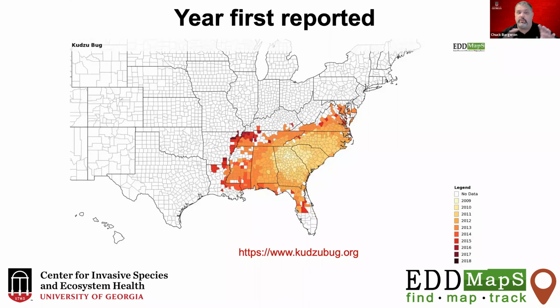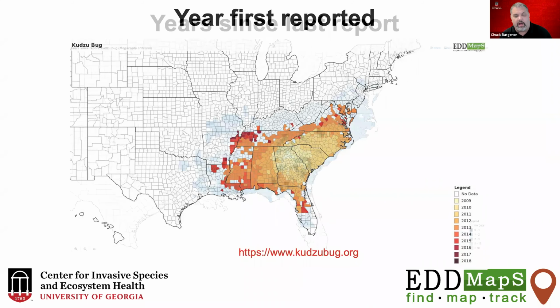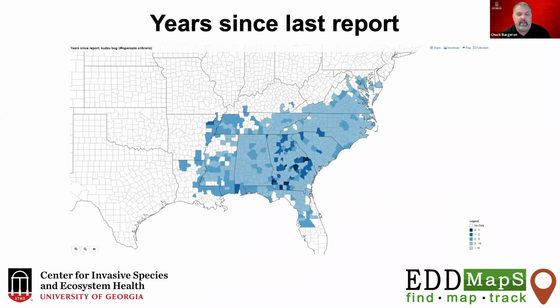And this almost was the perfect model of spread. You can see it started around Athens and was found in a lot of places around Athens, Georgia, and then just very quickly the population spread out. But then as we look at this, in a lot of cases there's been years since the last report of this species. And so luckily it did not get to some of the larger soybean growing areas, and that really made it nice.